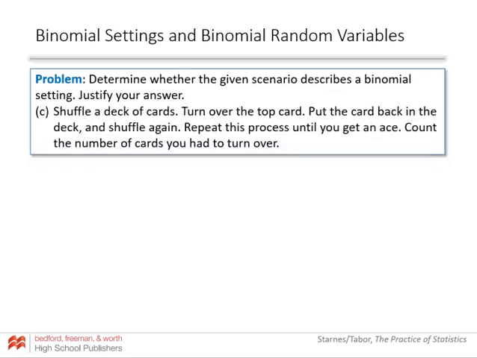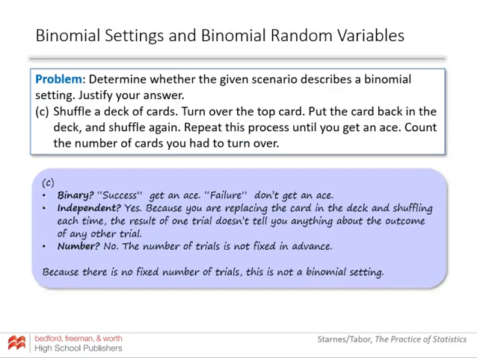Okay, so now I want you to try this one. Okay, so this setting would not be binomial because we didn't have a fixed number of trials. We're going to keep turning cards over until we get an ace. So that is not a binomial because we have to have that number set in advance.